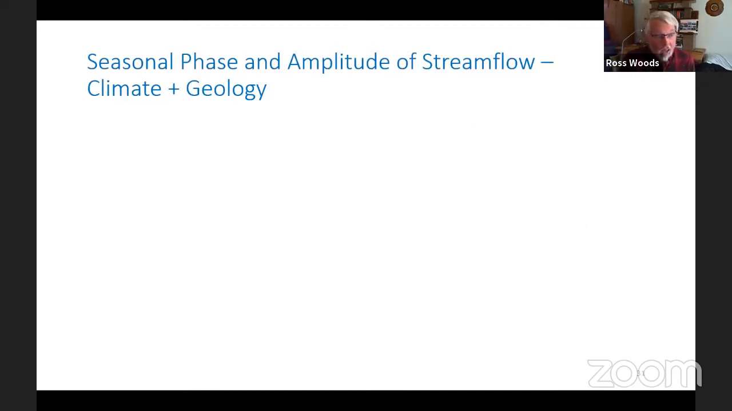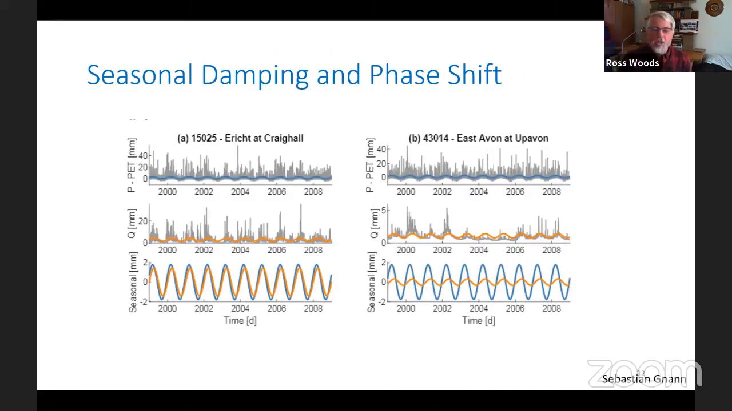Okay. Having finished talking about floods, I wanted to also talk a little bit about more stable seasonal flows, the seasonal phase and amplitude of stream flow. And this gives us an opportunity to look at how climate and geology interact. This is work by my colleague Sebastian Genan, and he's been looking at seasonal damping and phase shift of climate signals in places where rainfall and evaporation are dominant processes. So snow is not particularly important in the places that Sebastian has been studying so far, and most of the places are not especially dry.